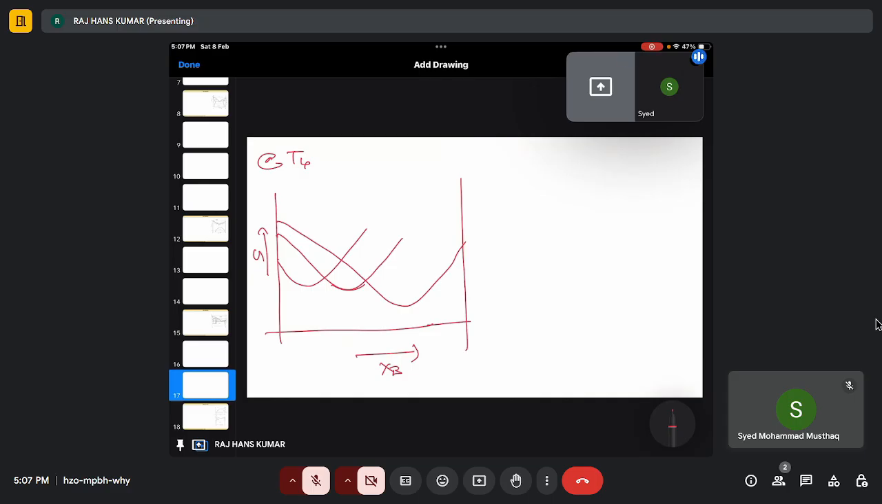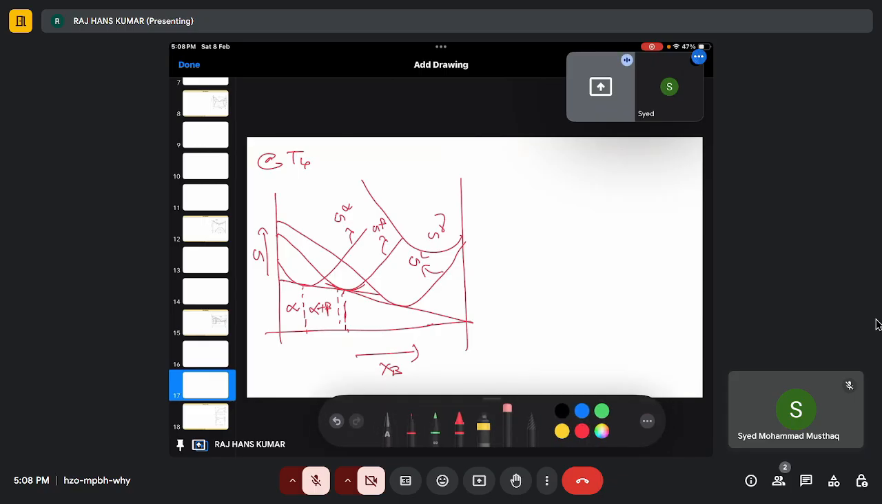So my common tangent. If I draw a common tangent from here to here, then again from here to here, right? This region is my alpha. Let me draw this again. This is my G gamma. This is my G alpha, G beta, G liquid, right? Now this is my alpha plus beta. Let me erase this part.